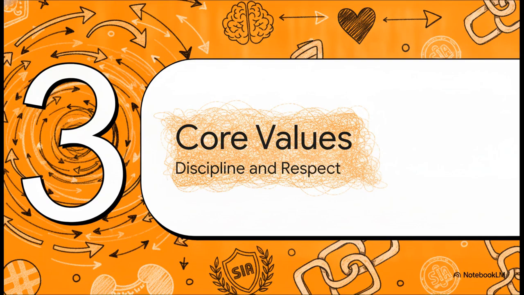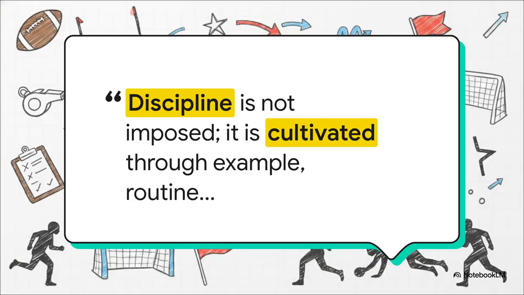All right, Section 3, core values of football. We're pivoting away from the literal enforcers of the rules to look at the profound reasons why this game actually shapes human character. I absolutely love this philosophy from the SIA Academy. Listen to this. Discipline is not imposed, it is cultivated. It just beautifully anchors the idea that football is fundamentally a school of life. Think about it.